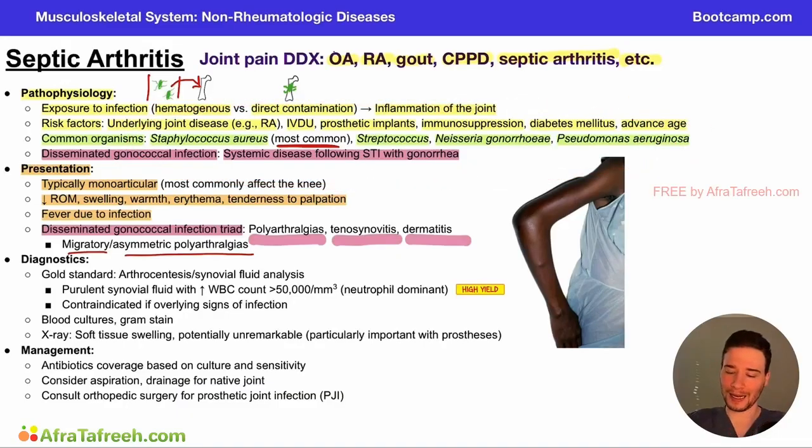Now, moving on to the diagnostic, super important for this condition, as with all arthritis, the gold standard is going to be the arthrocentesis and synovial fluid analysis. Why is that the gold standard?